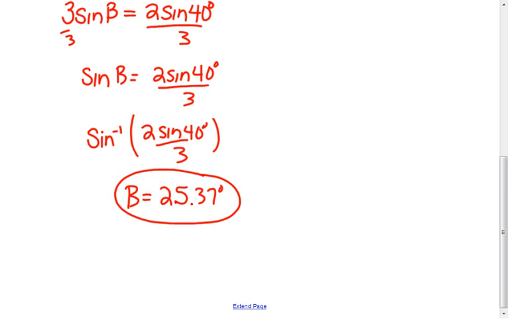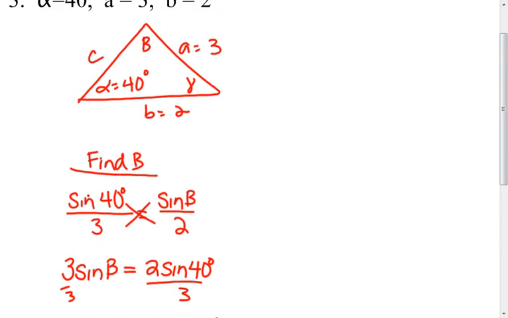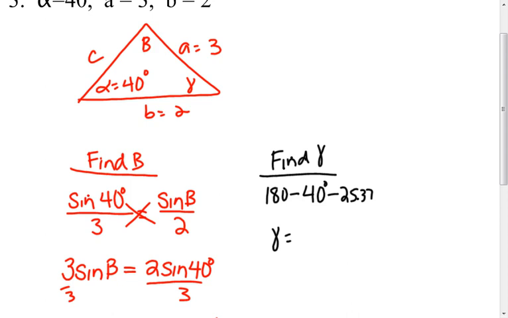Okay, so there's that. And once I know beta, I can pretty easily figure out gamma, because gamma obviously will be 180 minus alpha minus beta, which I just figured out to be 25.37. And so gamma will come out to be 114.63 degrees. Okay, and again, you'll put that into your calculator.